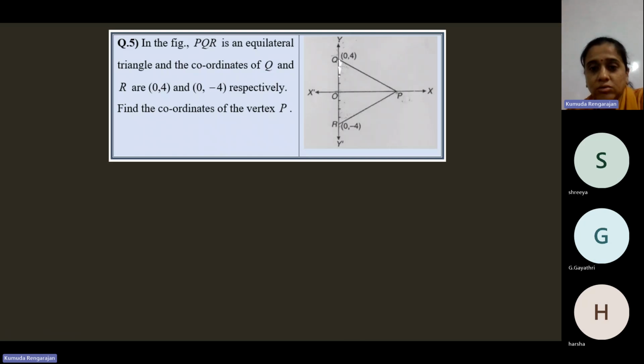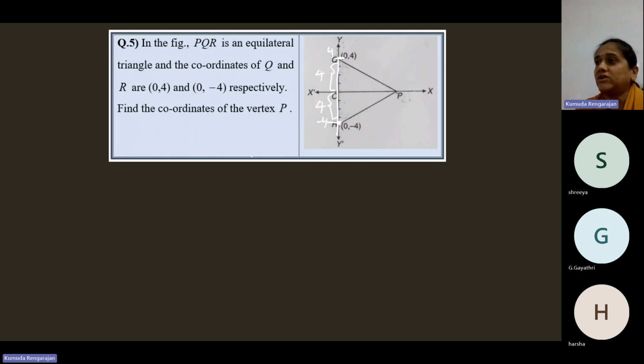1, 2, 3, 4. See, this number is -4, no? This marking is -4. And this marking is 4. So how much is it from here to here? 4 units. From here to here, 4 units. So the length of this side is 8 units.